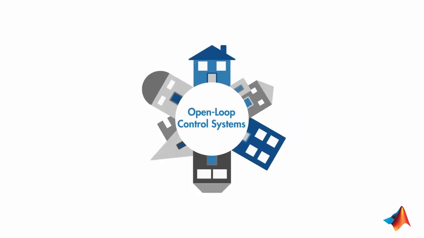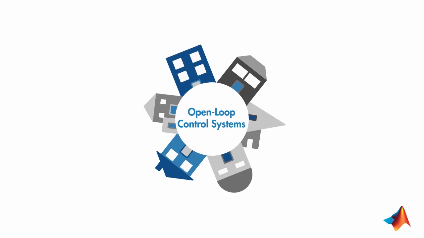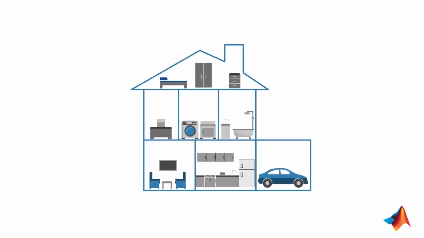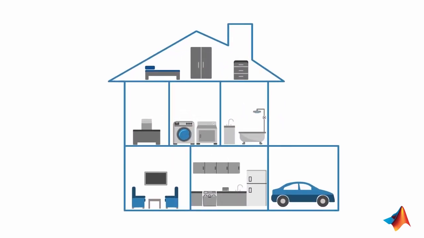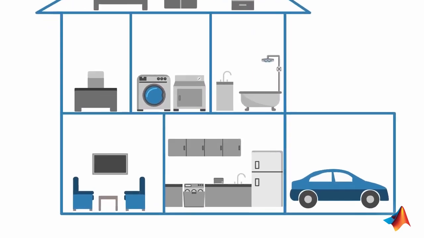Today we will talk about open loop control systems. For this, we're going to visit your house and see if we can find everyday examples. Let's start with the kitchen. One of the devices you use daily is your toaster.